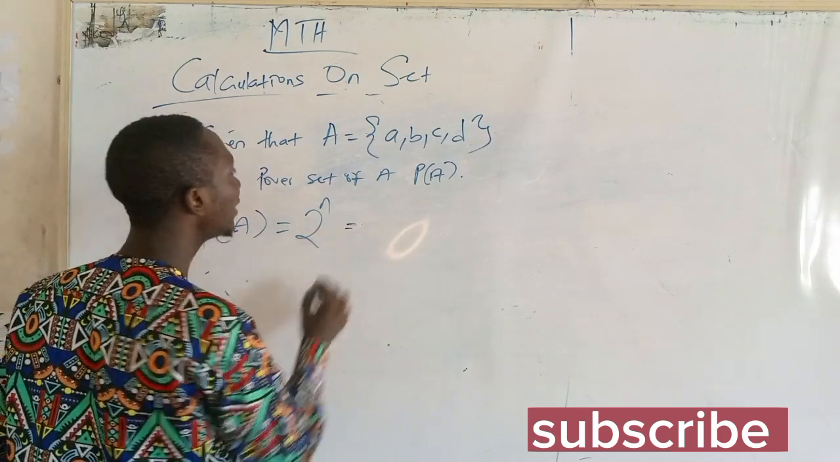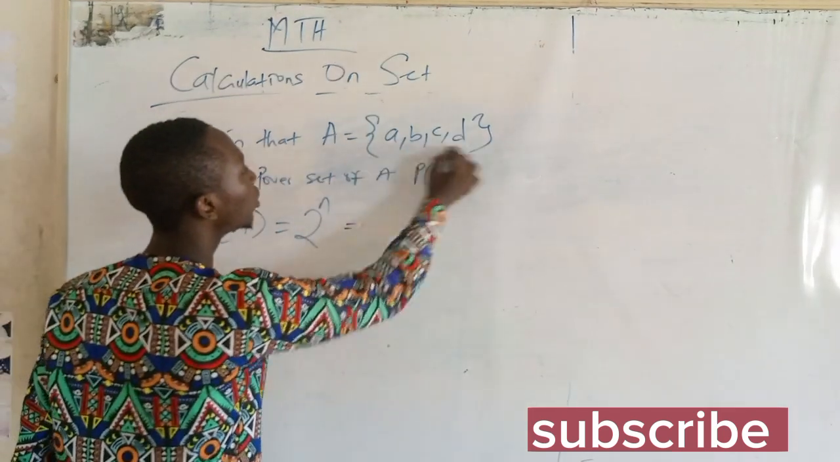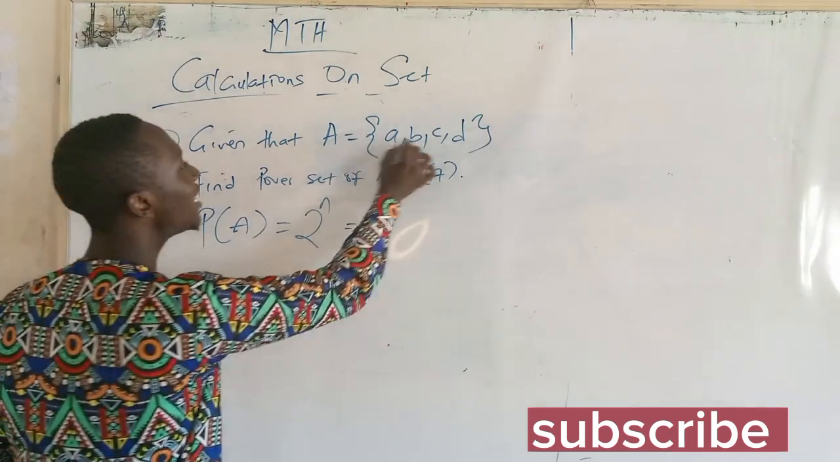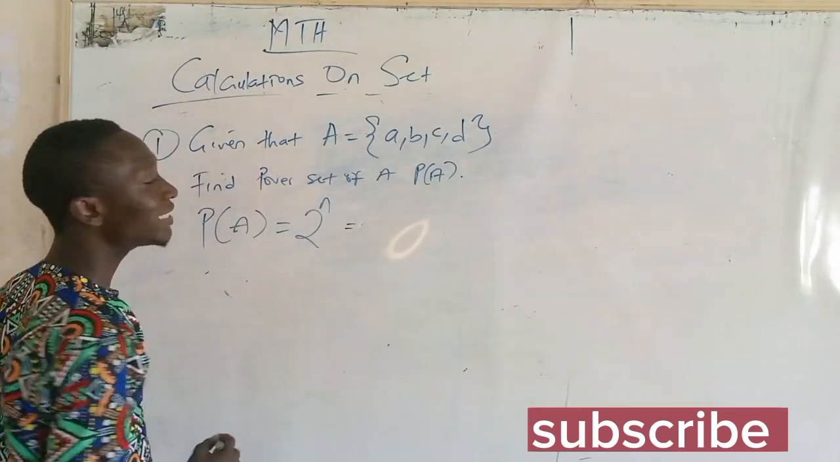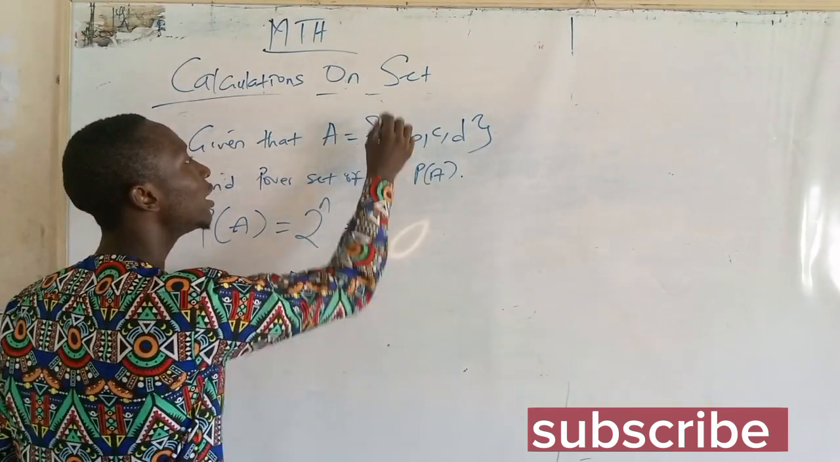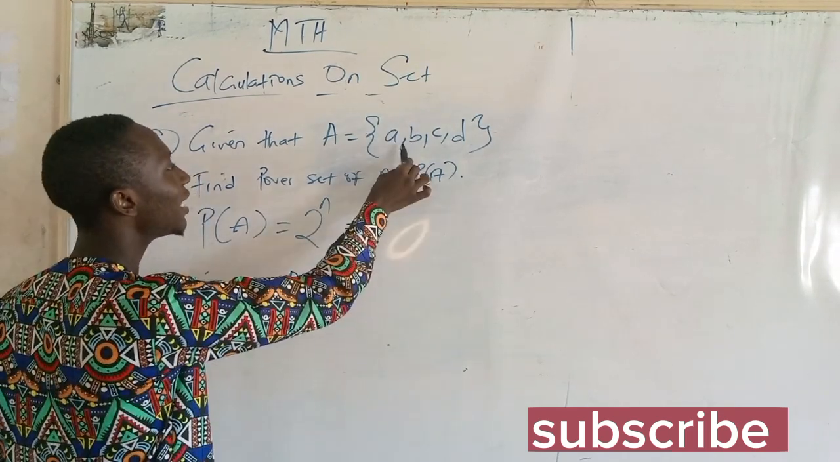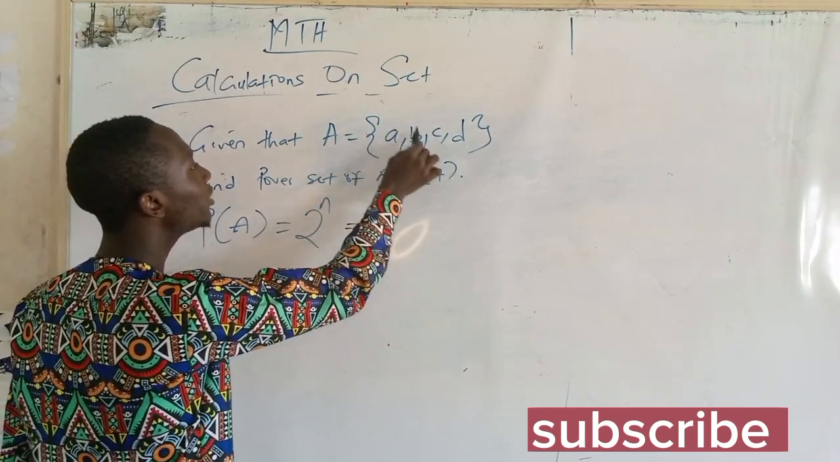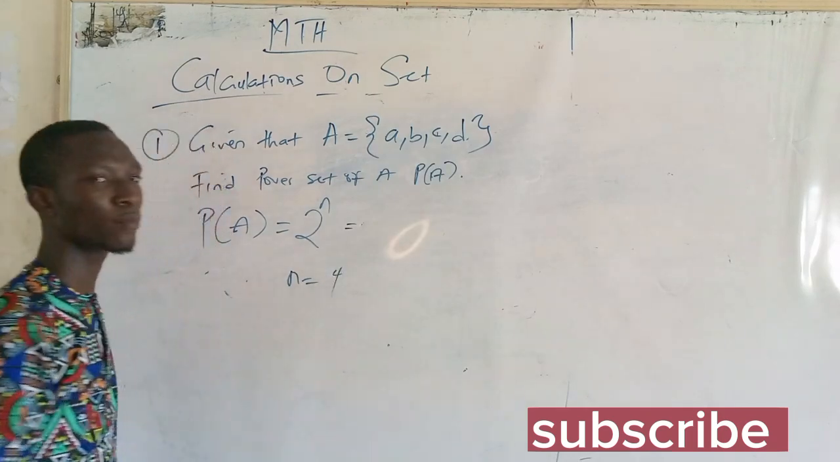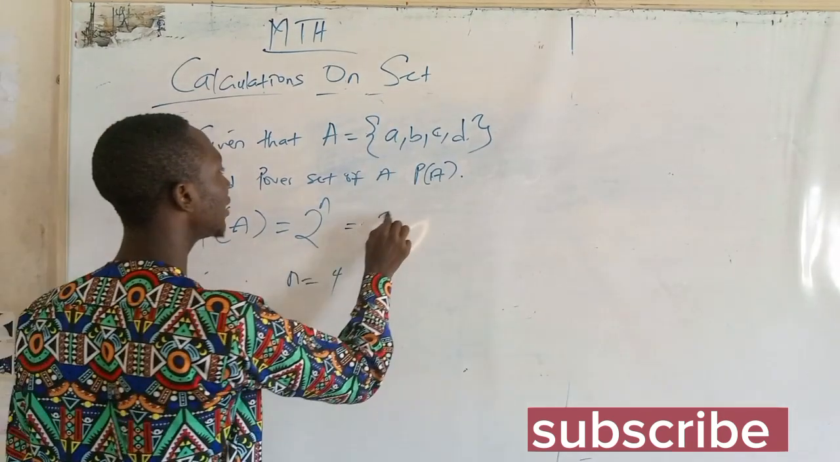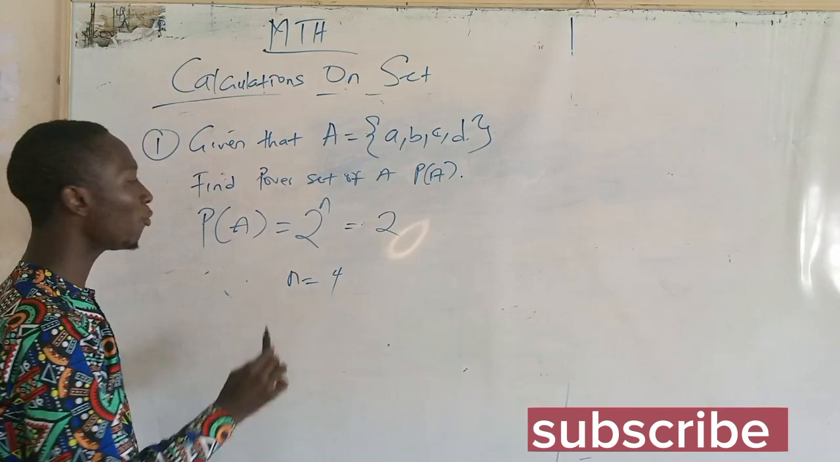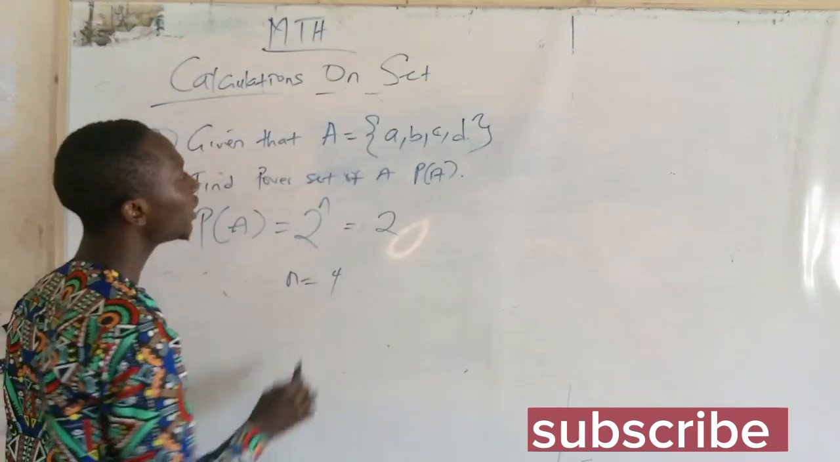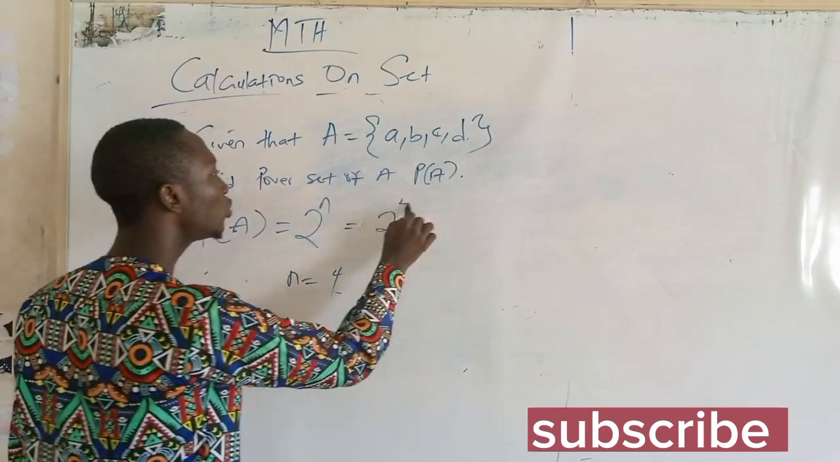So now, what is our n? Our n is the number of elements in the set A. So let's count to get our n. We count how many elements are in the set A: 1, 2, 3, 4. So therefore, my power set will be 2 raised to power n, where n is the number of elements in set A, which is 4. So it will be 2 raised to power 4.